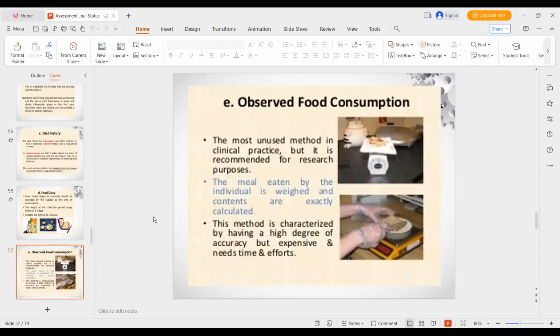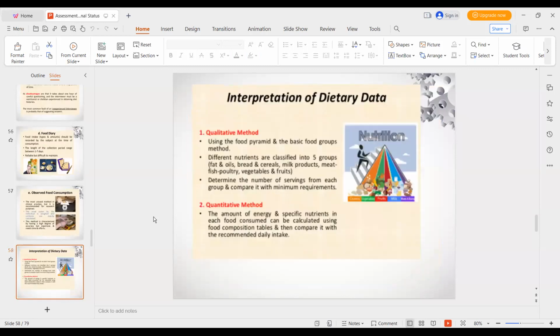Next is observed food consumption. The most unused method in clinical practice, it is recommended for research purposes. The meal eaten by the individual is weighed and its content exactly calculated. This method is characterized by having a high degree of accuracy but is expensive and needs time and effort.